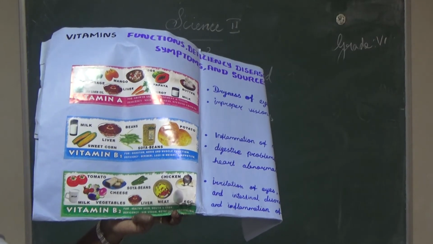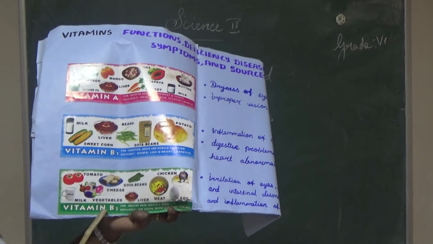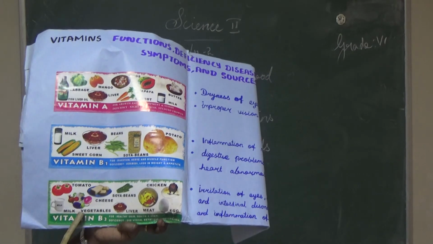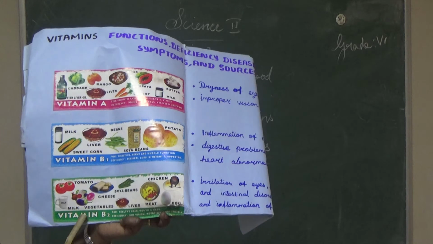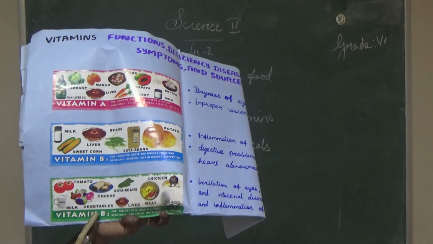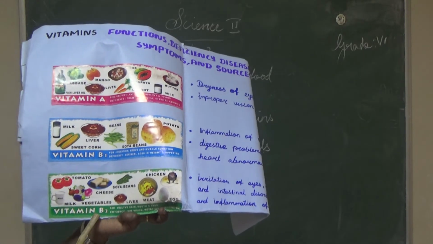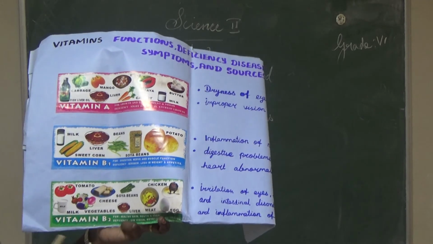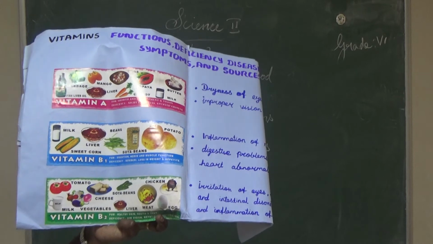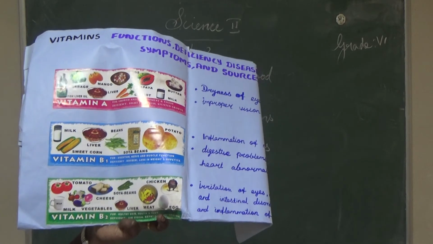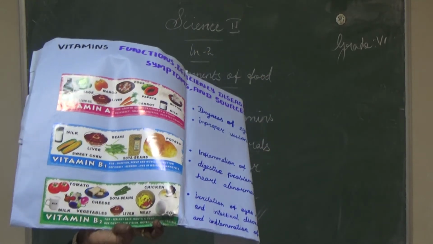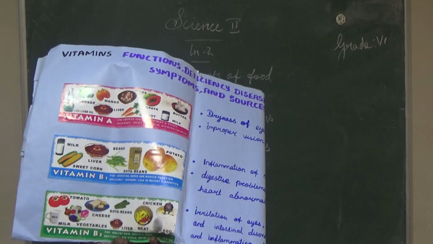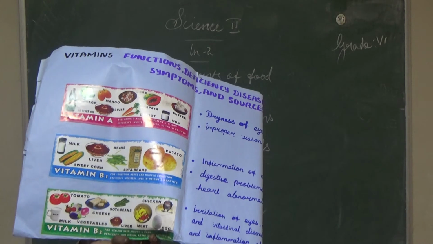Deficiency of this vitamin B2 in our diet leads to skin diseases. What are the symptoms of this deficiency of vitamin B2? Skin disorders, irritation of eyes, skin and intestinal disorders, and inflammation of the tongue, the swelling.